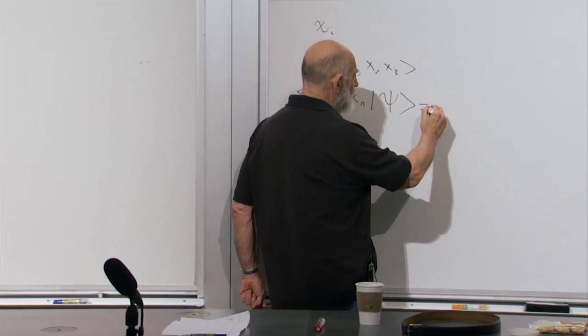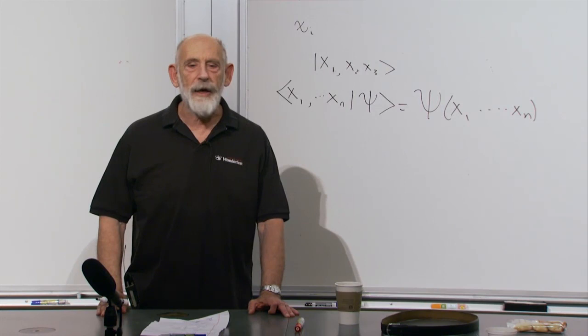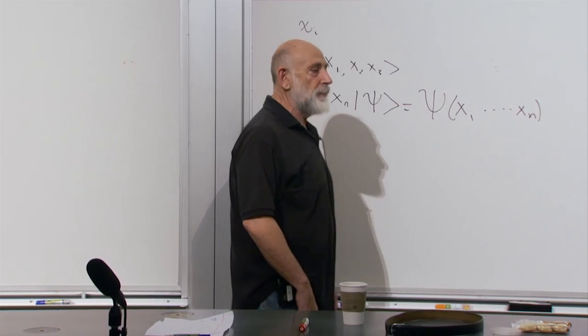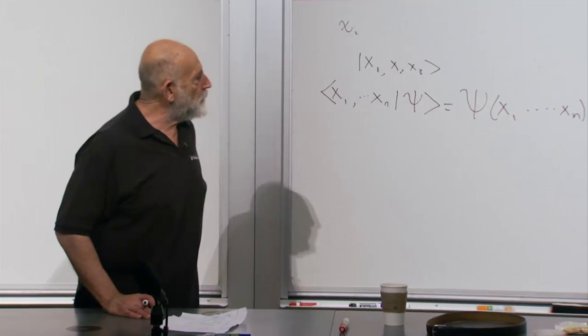What do you do with it? You square it. Well, you don't square it. You multiply it by its complex conjugate. And when you multiply it by its complex conjugate, the result is a probability. It's the probability to find the first particle at x1, the second particle at x2, the third particle at x3, and so forth. So this is multi-particle quantum mechanics in a nutshell.